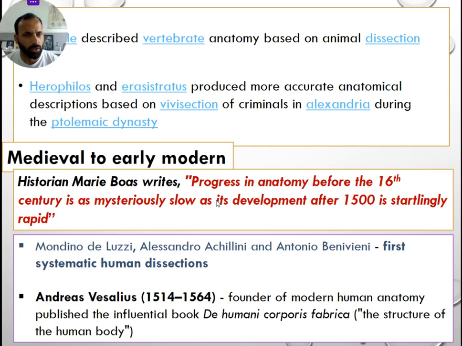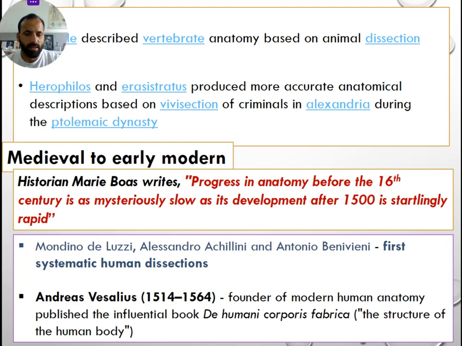And then if you just see here, Herophilus and Erasistratus, these were basically the ones who have given the anatomical description by dissecting, what you call vivisection, of the criminals in Alexandria during the Ptolemaic dynasty. So people in the old age were using the animals or the human beings for dissection purpose to study the anatomy. Now in the medieval to early modern period, the progress of anatomy as a study or as a research was very low, but it gained its momentum after 1500 onwards.